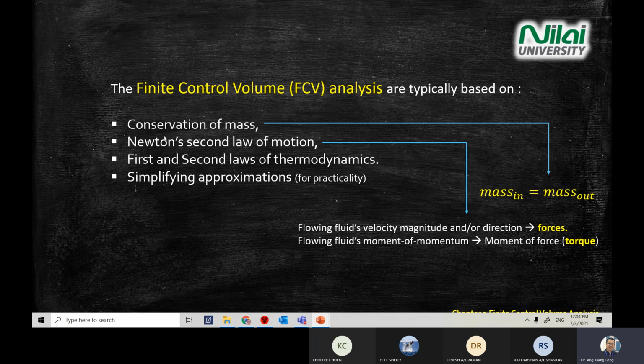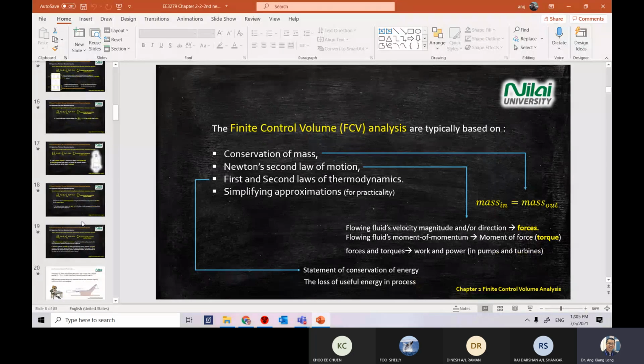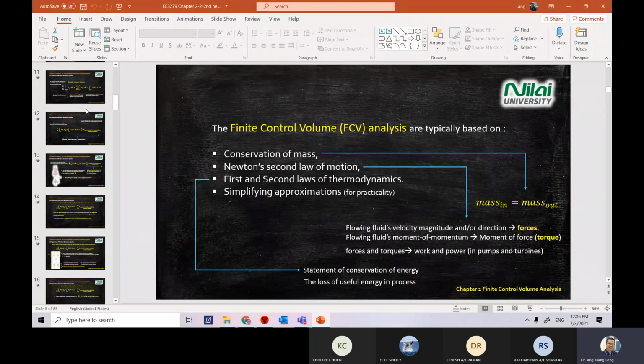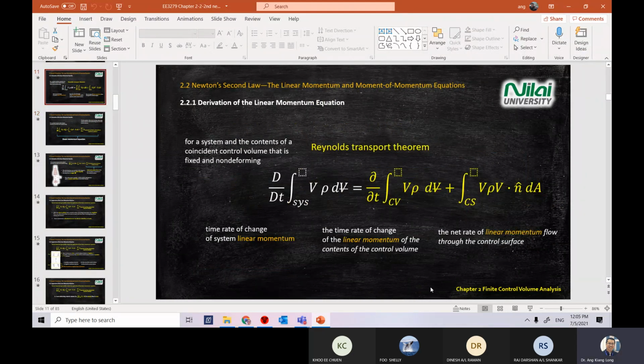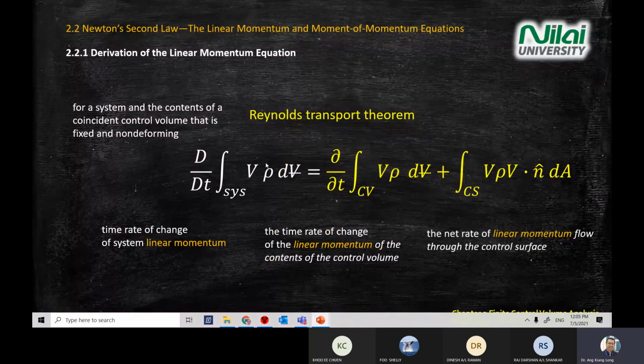So today we try to complete or conclude the second Newton law of motion, application for the finite control volume analysis. This is what we covered. Just to recap, the important equation will be this one or this one. When you look at second Newton law, F equals ma, then you convert into the momentum term, mv.